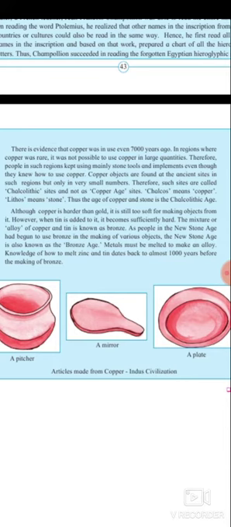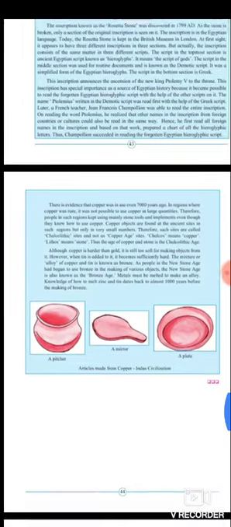Okay, this is the picture, a mirror and a plate. It is a copper item.